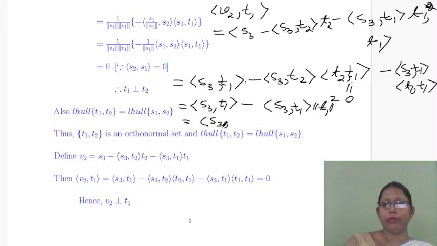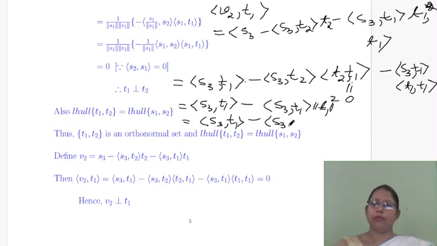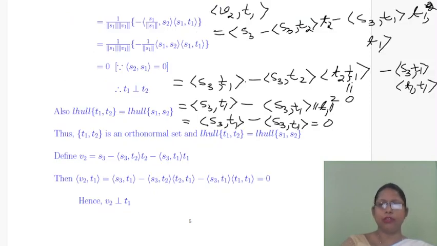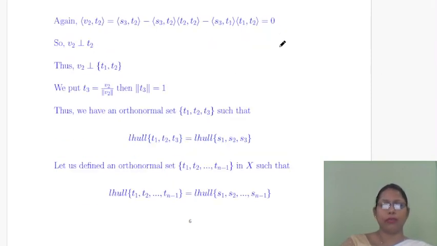This is the inner product of S3 T1 minus, since the norm of T1 is 1, its square will give me 1. So this is the inner product of S3 T1 minus the inner product of S3 T1, and this is equal to 0. So I am getting 0. That means B2 is orthogonal to T1. Similarly, I will get B2 is orthogonal to T2. That means B2 is orthogonal to both T1 and T2.